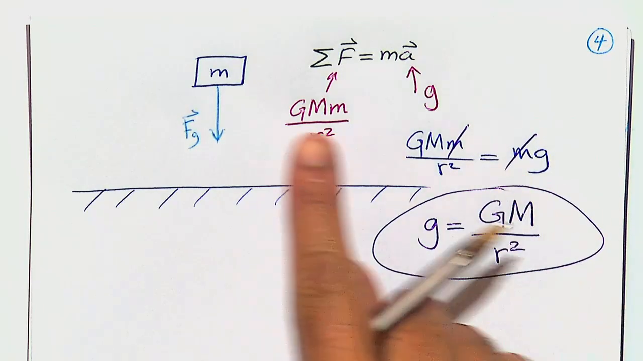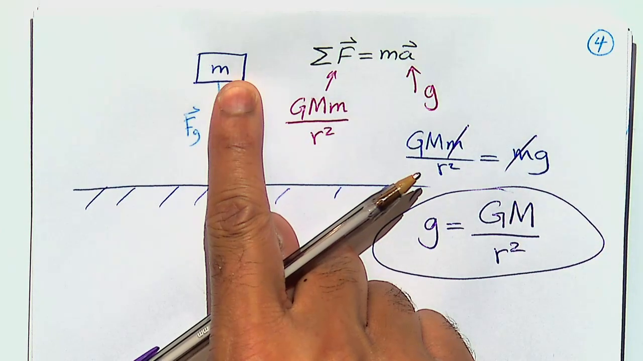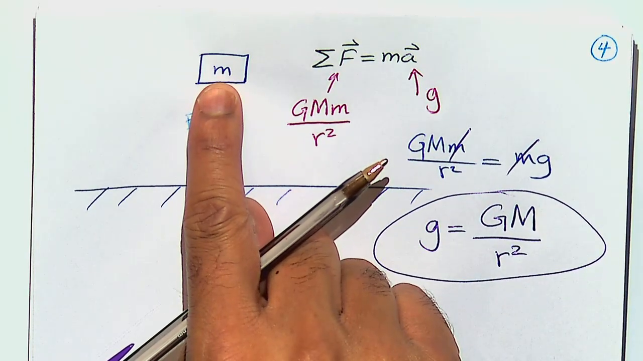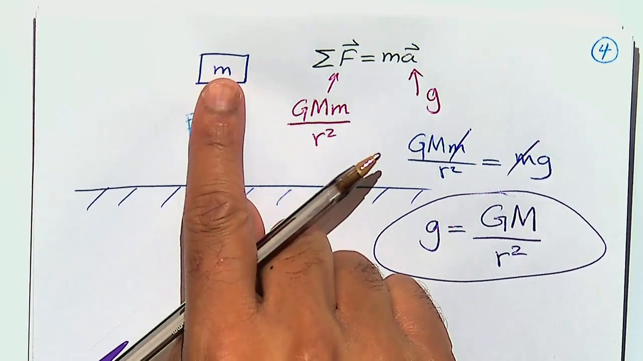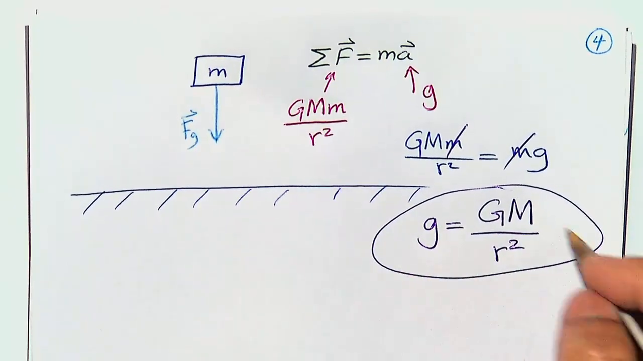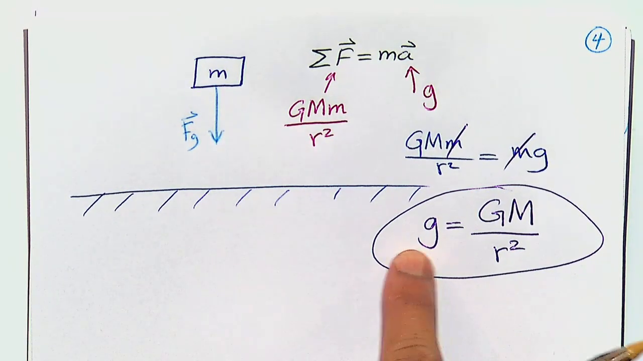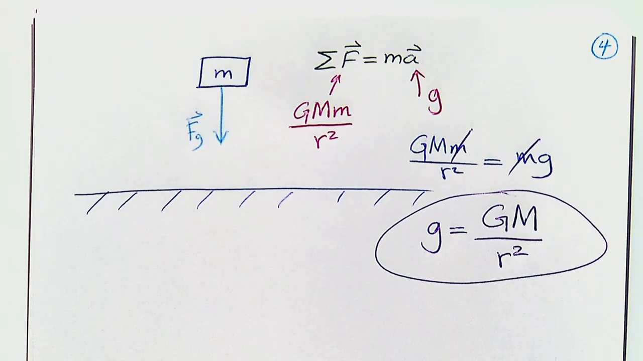And it has nothing to do with the little object. That mass could be a feather, a hammer, it doesn't matter. The mass of that object does not come into play when you're talking about the acceleration due to gravity. This is a fundamental thing. People before couldn't understand this. Thousands of years ago, if you dropped a feather and a hammer, the hammer would fall first.